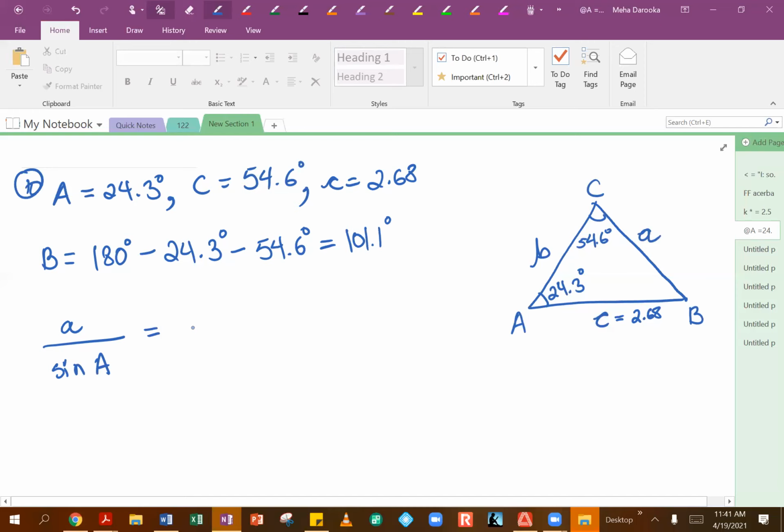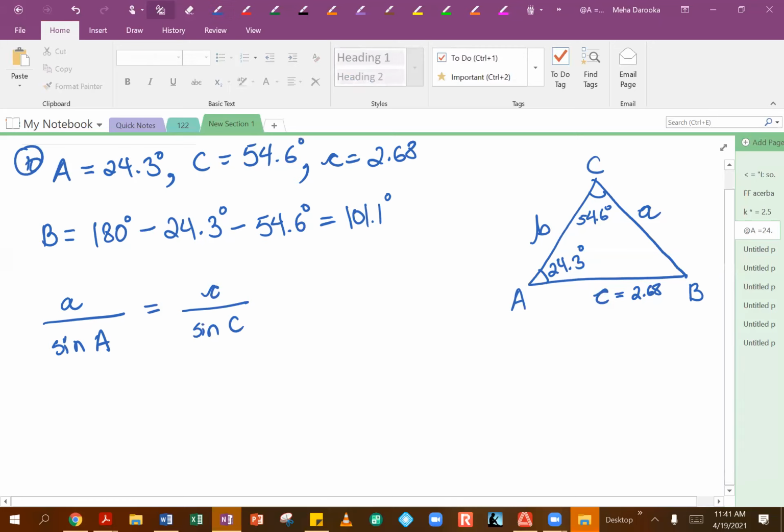We don't want to do B simply because we don't know what side B is. So obviously, if you set this up as B over sine B, well, that doesn't help us much because we don't know what side B is. So instead of that, you want to use C and sine of angle C. So side A is the only unknown side. You've got sine of angle A, which is 24.3 degrees. We know side C is 2.68. And then sine of angle C will be 54.6 degrees.